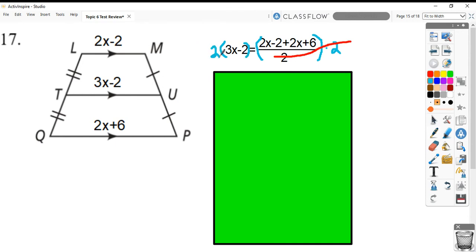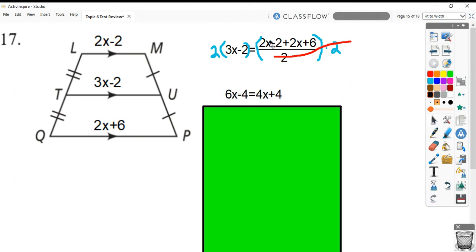This is just like when we worked with midsegments of triangles. We want to get it out of fraction format, and the way we do that is multiplying the whole thing times 2. So that denominator disappears on the right side. All we have left is 2x plus 2x, 4x, and then negative 2 plus 6, positive 4. On the left side, we distributed everything to both of those things, so 6x minus 4.